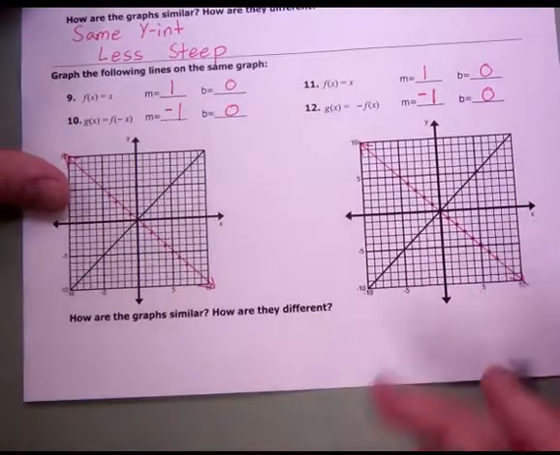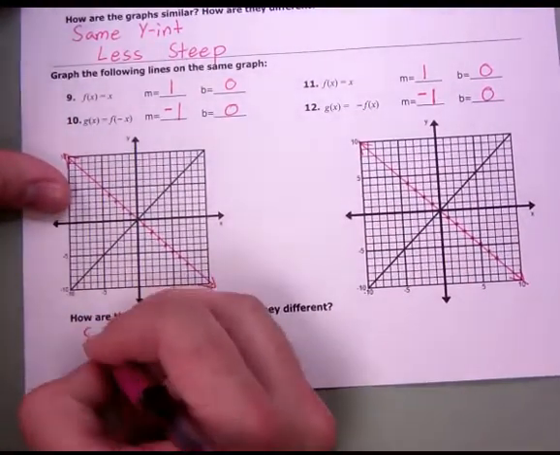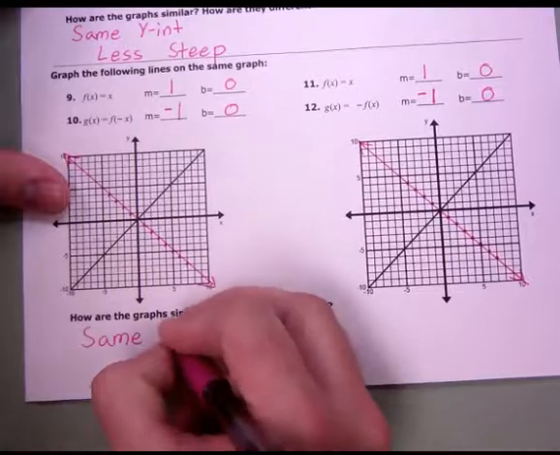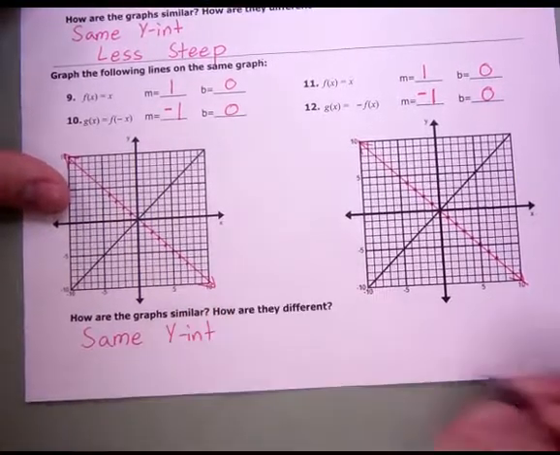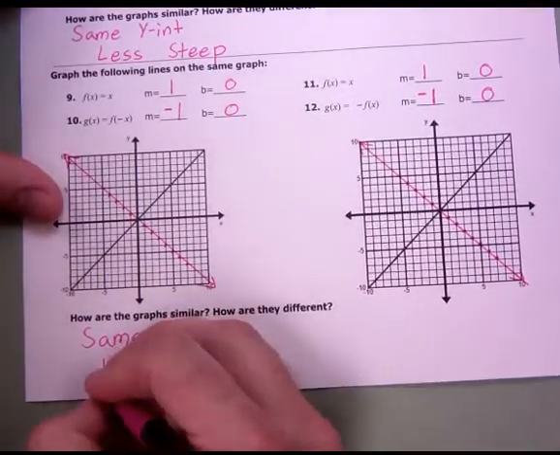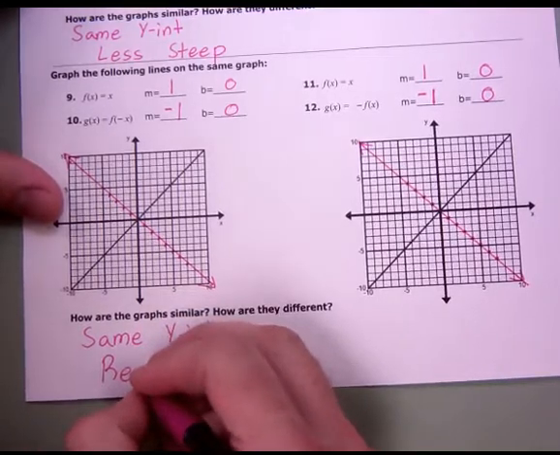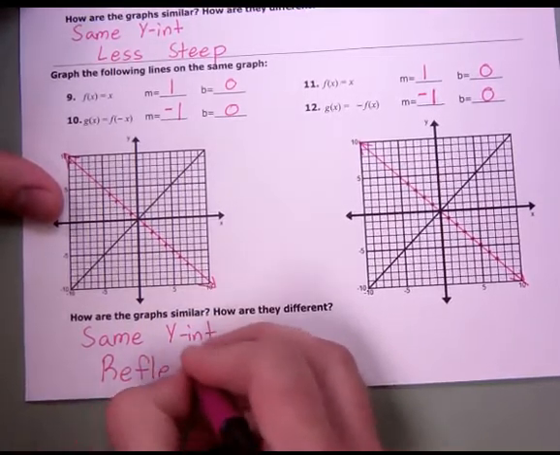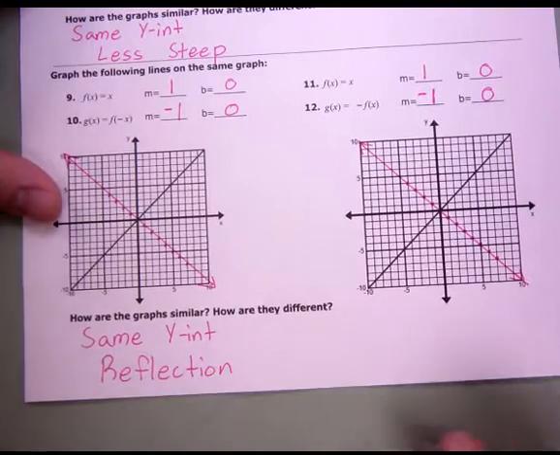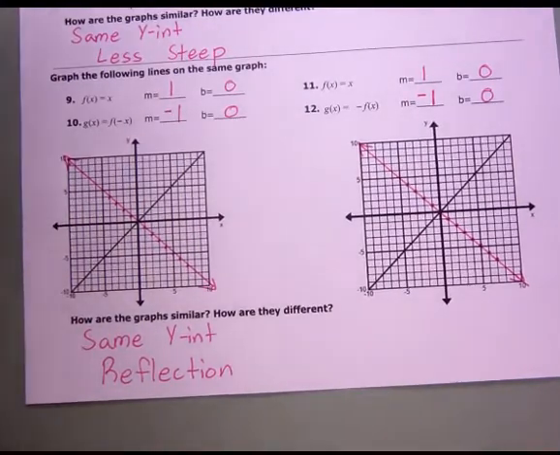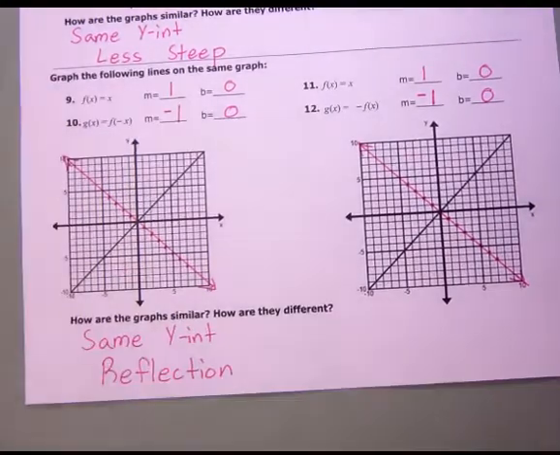So the way we describe that is going to be same y-intercept, and we had a reflection. We call it a reflection because it went from a positive slope to a negative slope.